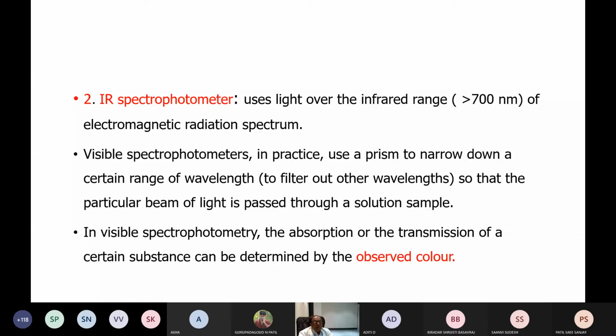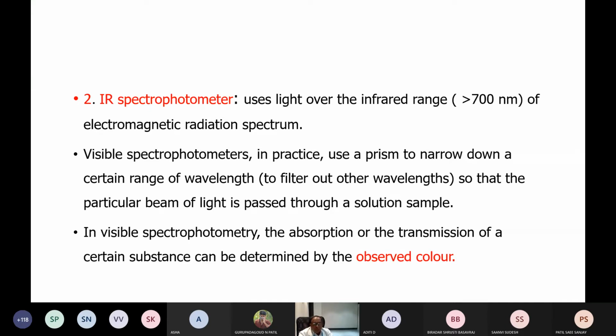The visible spectrophotometer, in practice, uses a prism. In the earlier slide you have seen how when light is passed it converts into different colored wavelengths. The wavelength related to the particular solution, where more of the light can be absorbed, will be selected by the spectrophotometer. So in the visible spectrophotometer, they use a prism to narrow down a certain range of wavelength so that a particular beam of light is passed through a solution sample.